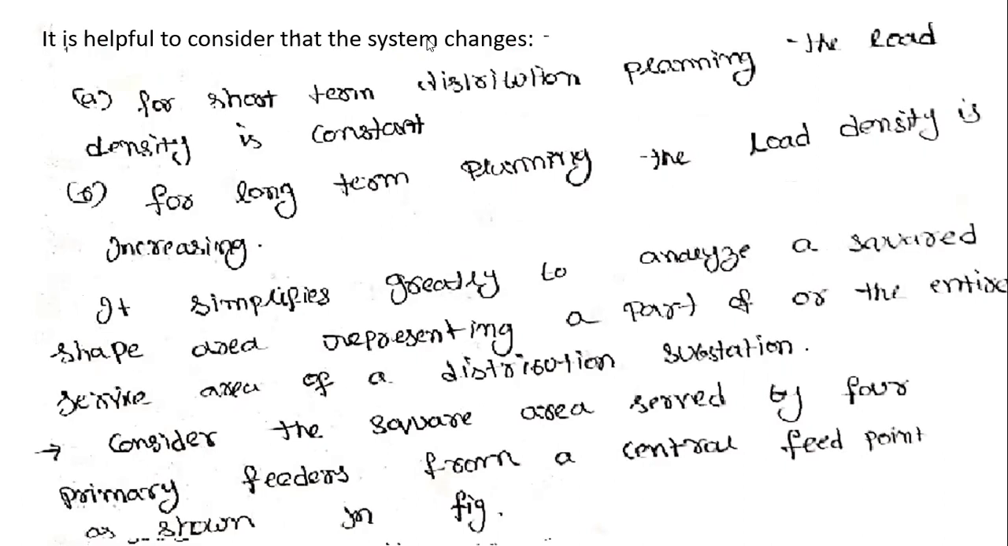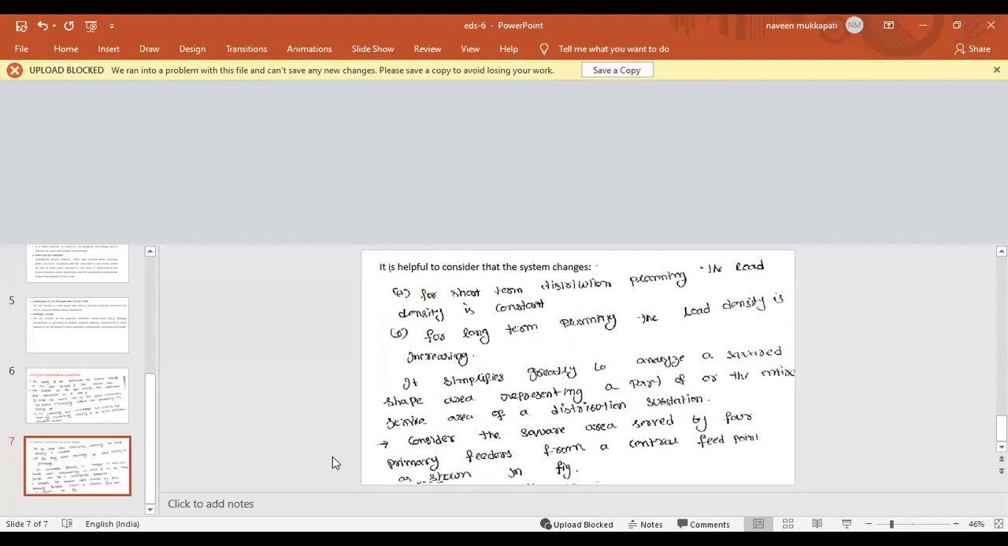It is helpful for considering those changes, that is the short-term change or the long-term planning. In short-term planning, the load density is constant. In long-term planning, it will increase, which greatly simplifies analysis of a square shaped system. That will be explained with one rectangular square shaped system.